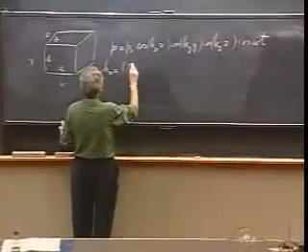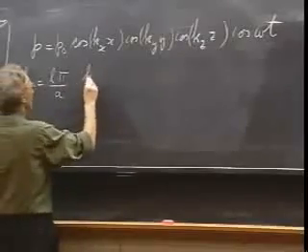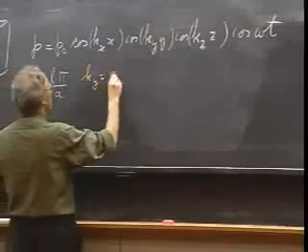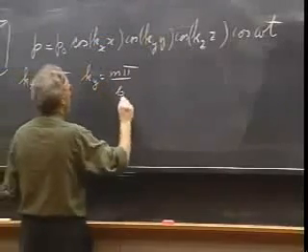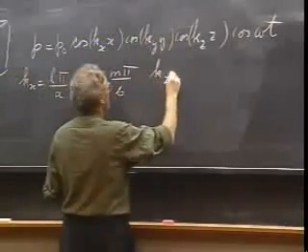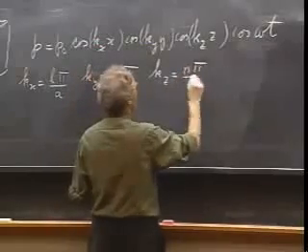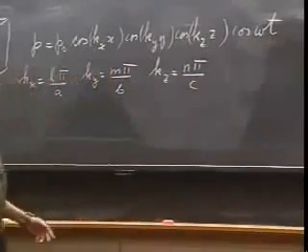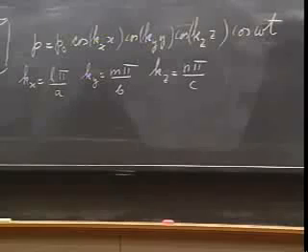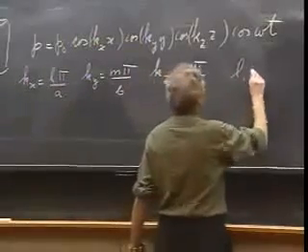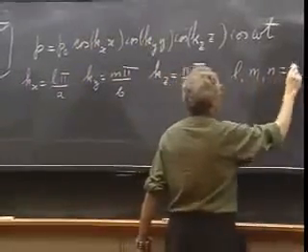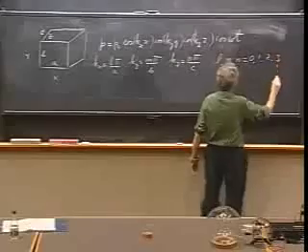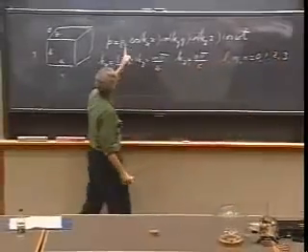l pi divided by a. Ky can only be m pi divided by b, and Kz can only be n pi divided by c. If not, then the boundary conditions are not met, and then I don't have antinodes at all the surfaces. And l, m, and n can be 0 or 1 or 2 or 3, including 0. Make one of those 0.